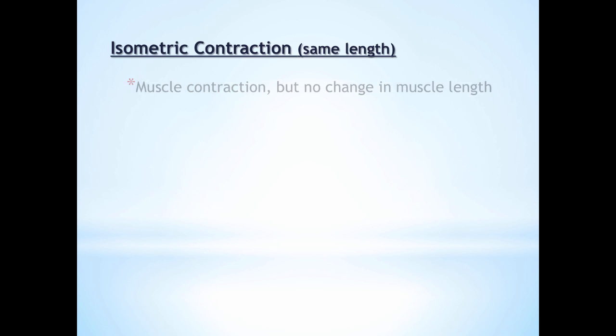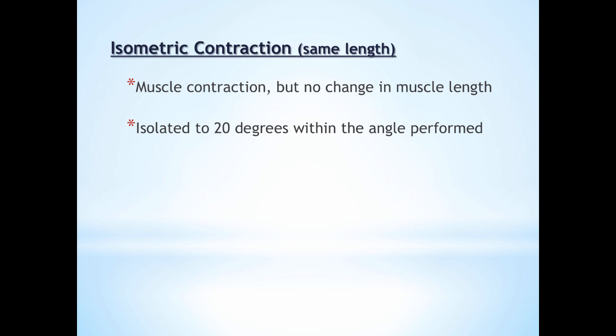So an isometric contraction means the same length. So no change in muscle length occurs. It is isolated to 20 degrees within an angle performed. So if you're doing, let's say, a biceps contraction at 90 degrees of elbow flexion, then we're going to have to also work at 70 degrees and 110 degrees to be able to gain strength through an arc. So we're only going to gain strength within that 20 degrees.